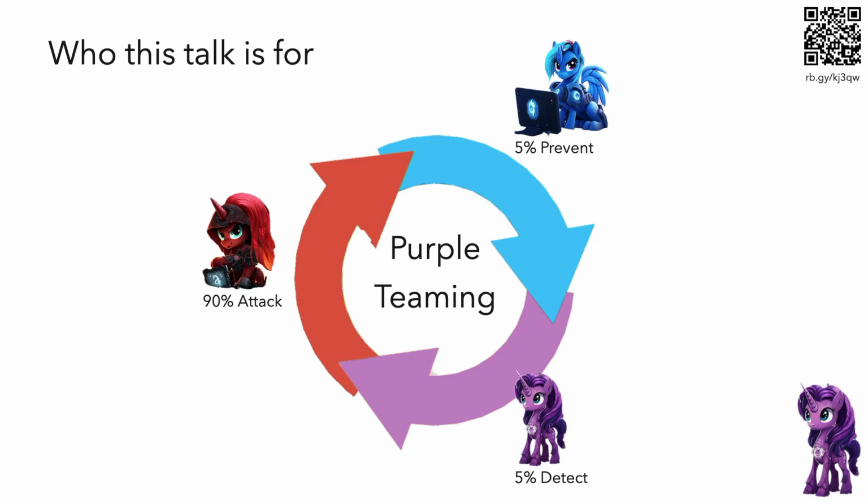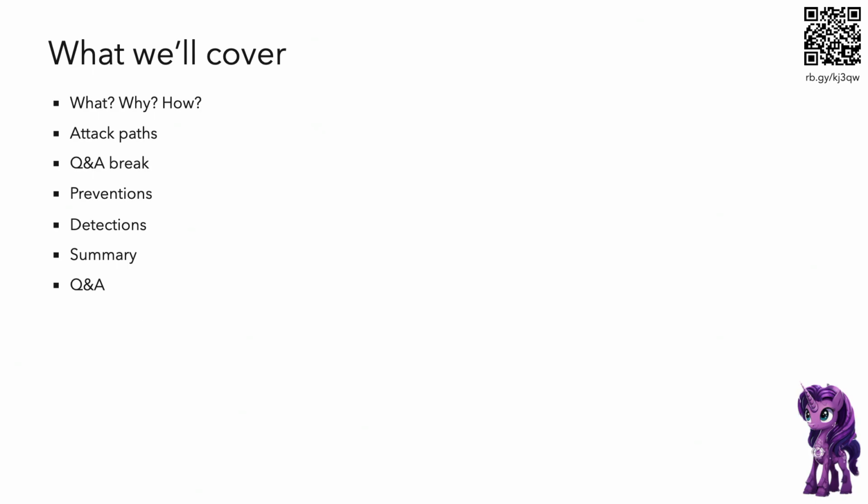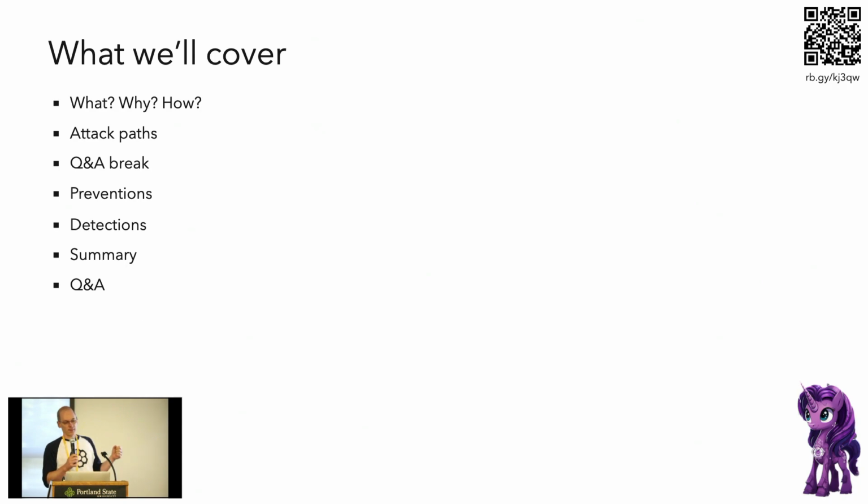So what are we going to cover? There's the intro material of what, why, how. I'm then going to introduce what the attack paths are, and that's actually most of the material, like 90% of it is the attack side. I've got quite a lot of time for my talk, so I'm going to take a Q&A break at that point, a couple of minutes, to see if there are any questions that fell out of the attack paths. Then I'll go on to preventions and detections, which are fair in terms of content, not so much. I'll summarize, and then we'll have time for Q&A if there's time.